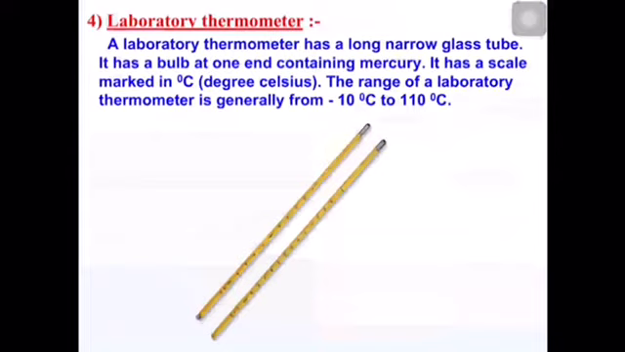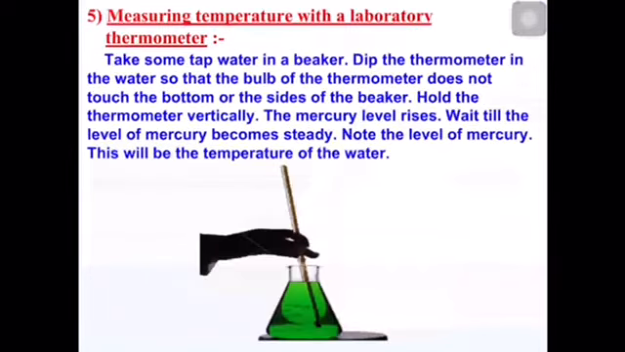A laboratory thermometer. It has a long narrow glass tube. It has a bulb at the end containing mercury. It has a scale marked in Celsius. The range of the laboratory thermometer is minus 10 degrees to 110 degrees Celsius.